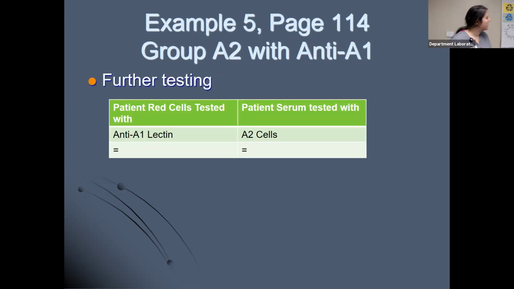So here are your results with A1 lectin and A2 cells. Again, this negative reaction with A1 lectin lets us know our patient is not A1. If your patient is not A1, they lack the A1 antigen, therefore they what? They can build the antibody, okay? Remember Landsteiner's rule, you can build the antibody to the antigen that you lack, okay?